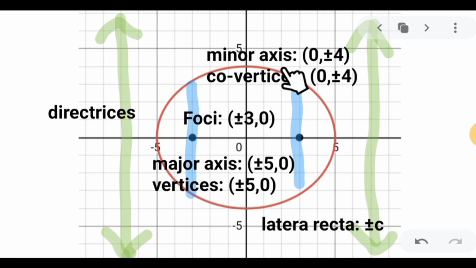And then yung minor axis natin, in which ang endpoint niya ay co-vertices, ay positive, negative 4 as well. And then 0 yung x-axis niya kasi nakaplat yung point sa y-axis lang, okay? Foci, positive, negative 3 na nakapoint sa major axis. Laging ang foci ay nakapoint or nakaplat sa major axis.